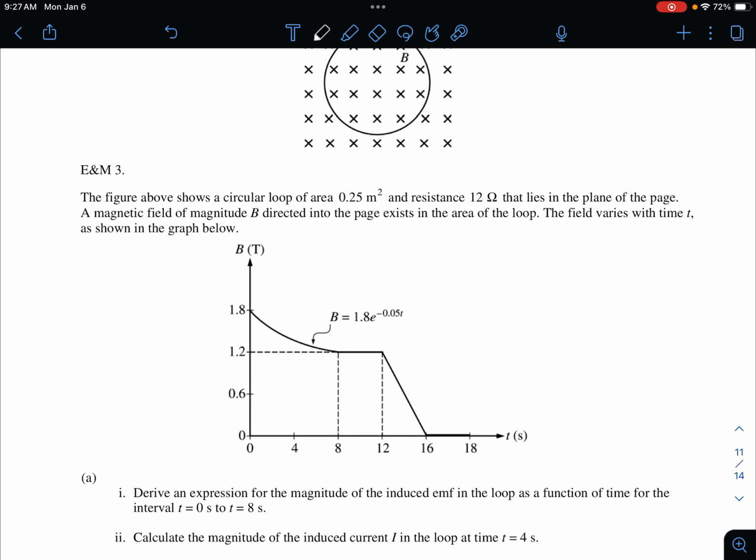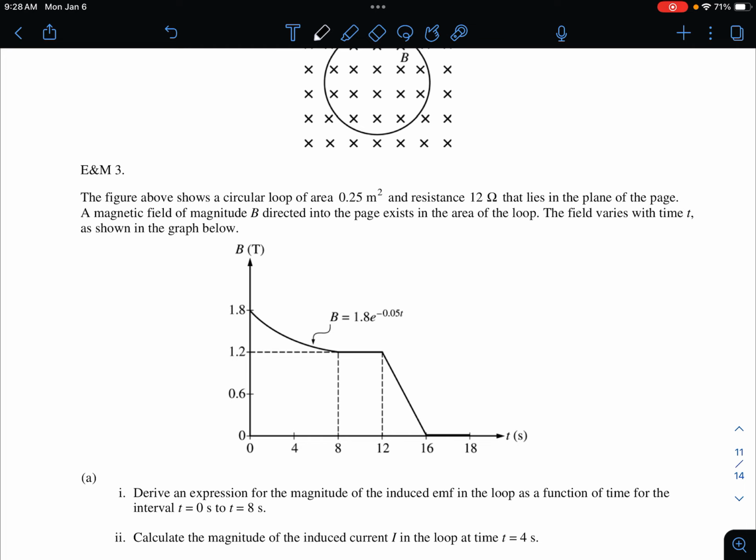The figure above shows a circular loop of area one quarter of a meter squared and resistance 12 ohms that lies in the plane of the page. A magnetic field of magnitude B directed into the page exists in the area of the loop. The field varies with time t as shown in the graph below. Wow! Look at this graph. Pretty nice graph. Derive an expression for the magnitude of the induced EMF in the loop as a function of time for the interval t equals 0 seconds to t equals 8 seconds.